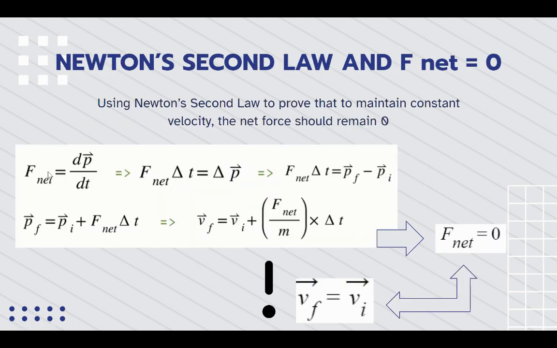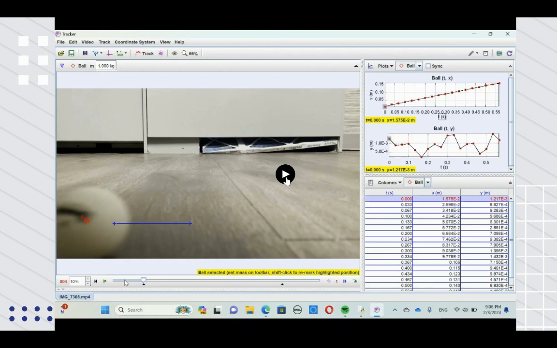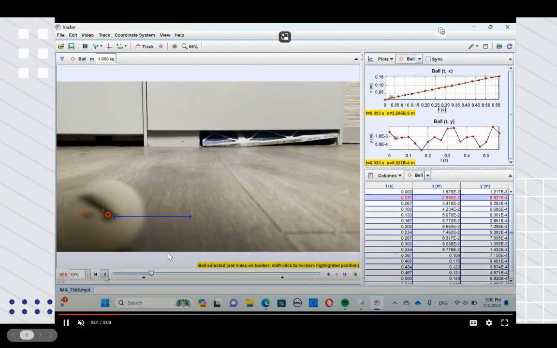And this is further explained here. So we substitute with some basic formulas here. F net times delta t is equal to the change in momentum, and then F net times t is equal to pf minus pi, and then we derive this to make these substitutions to derive this conclusion that vf is equal to vi, because this is how we know we got constant velocity. And so this is the object moving in constant velocity.